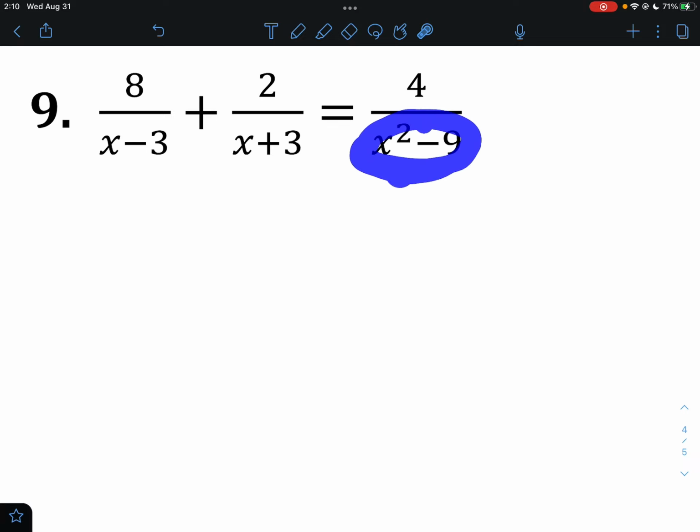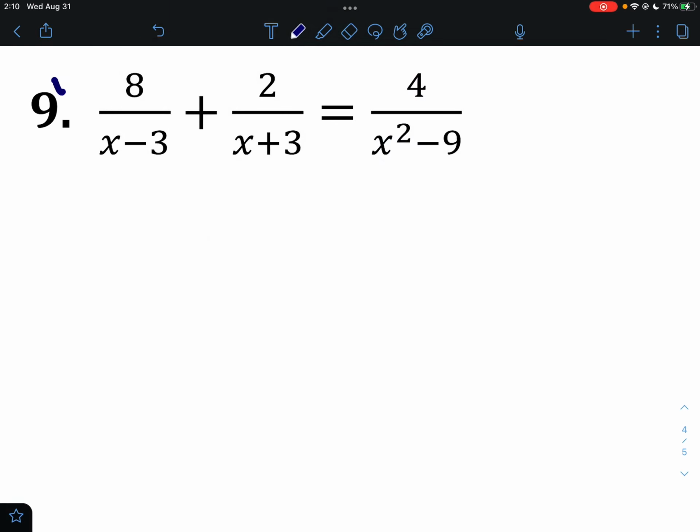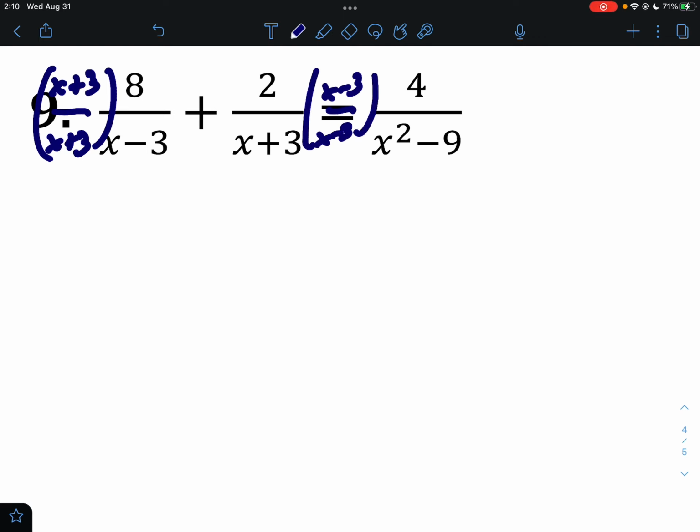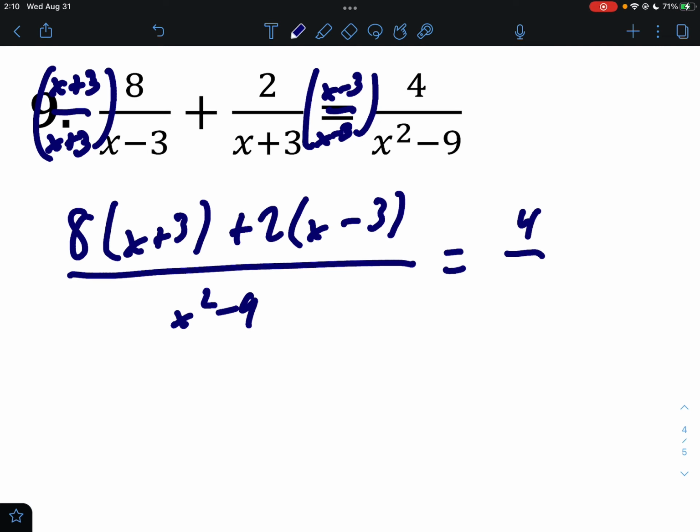This is x plus 3, x minus 3. So our common denominator here is going to be x plus 3 times x minus 3. Multiply the first one here by x plus 3 over x plus 3. The second one by x minus 3 over x minus 3. I'm left with 8 times x plus 3 plus 2 times x minus 3 all over x squared minus 9 equals 4 over x squared minus 9.